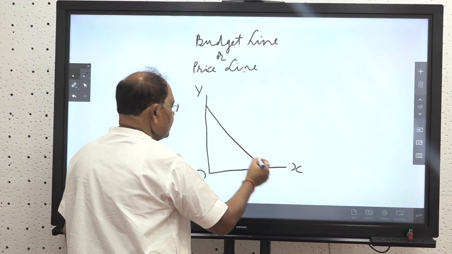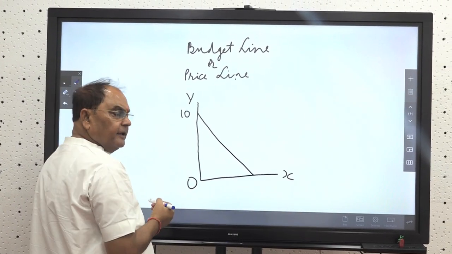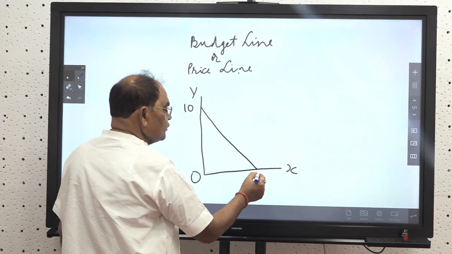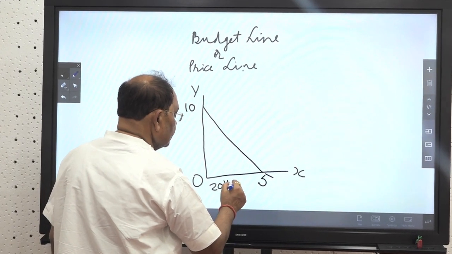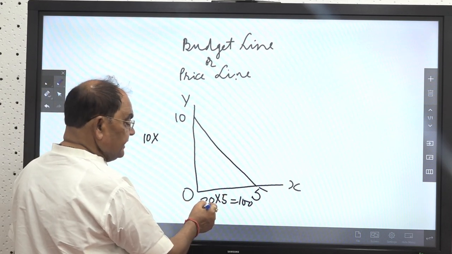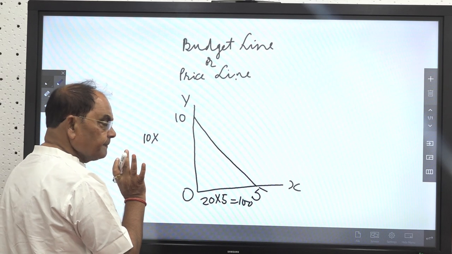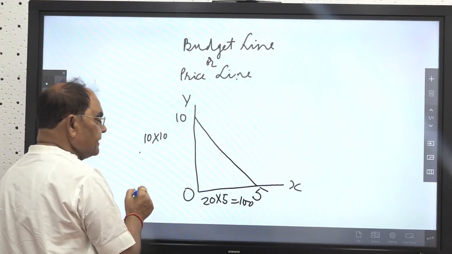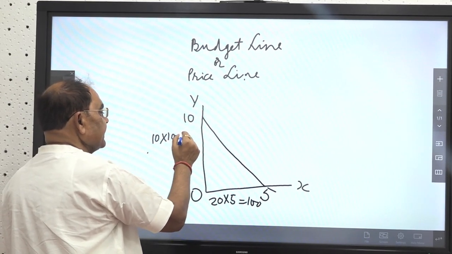So now he will be able to buy 10 units of Y if he spends his entire money income on Y. And he can buy with rupees 100, say if the price of X is 20, then this consumer can buy 5 units of X. Because 20 into 5, that makes it 100. Commodity X is costing rupees 20. One can buy 5 units if entire rupees 100 are spent on X and no amount of Y is purchased. Now, Y is costing 10. So, if a person spends all the 100 rupees on Y, then the person can buy 10 units. This again makes it 100.